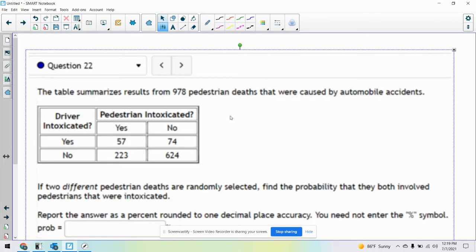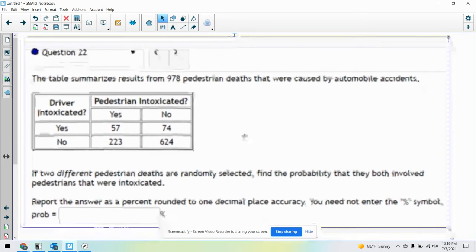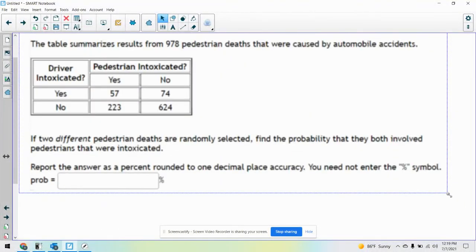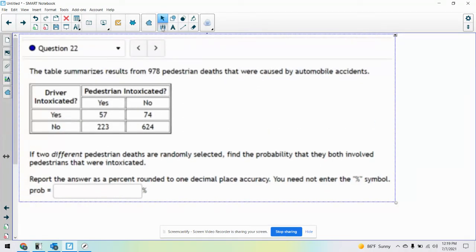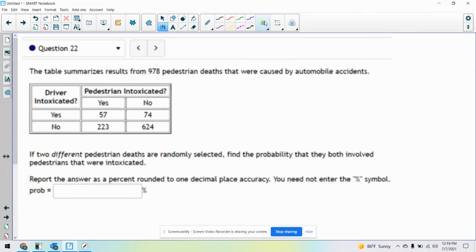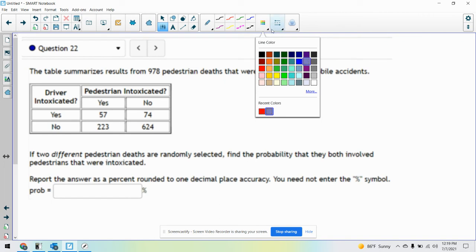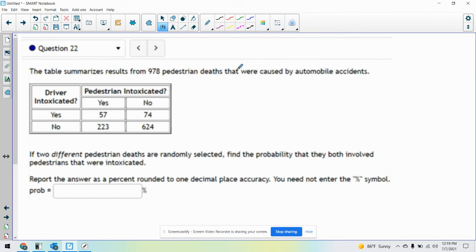Okay, 22. This says the table summarizes the results from 978 pedestrian deaths that were caused by automobile accidents. Here's our data. It says if 2 different pedestrian deaths are randomly selected, find the probability that they both involved pedestrians that were intoxicated. So we'll say the probability of ped intox and ped intox.